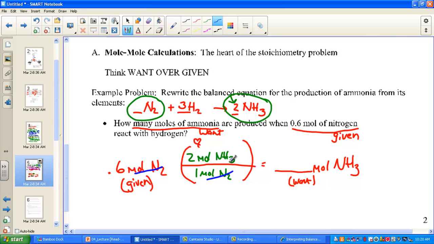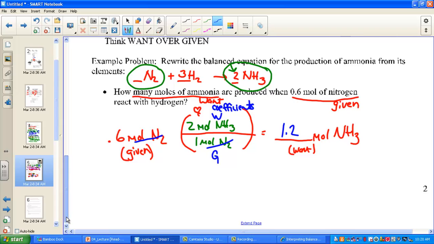0.6 times the ratio of 2 over 1, and we would make 1.2 moles of NH3. Our first mole-mole problem. Given a mole, calculate a mole, where we use the coefficients from the balanced equation and just really a dimensional analysis. What do we want to calculate for from the given quantity? The want over given stoichiometric ratio. Let's try another.